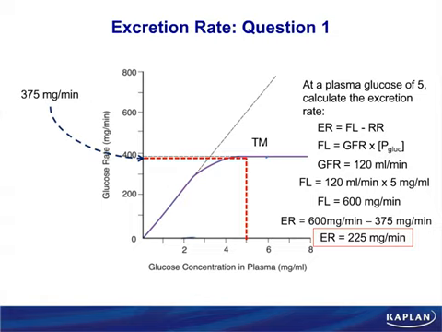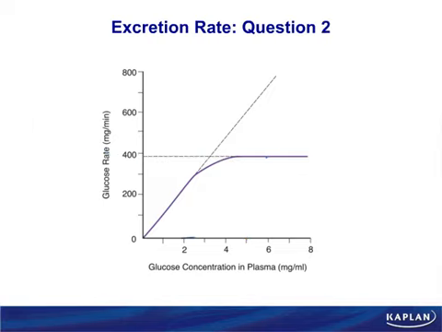So getting this question right relies on two things: understanding the excretion rate is equal to filtered load minus reabsorption rate, and you have to know how to calculate the filtered load. But you also have to realize that at a plasma glucose concentration of 5, you are reabsorbing at transport maximum, and the reabsorption rate that you are going to use to calculate this equation is transport maximum, which is 375 milligrams per minute.